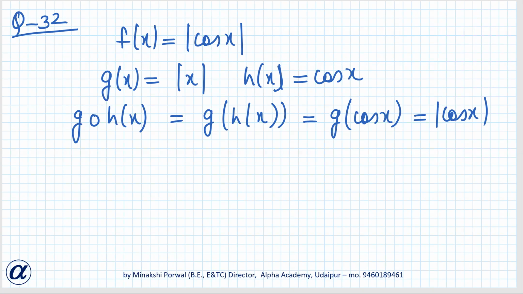Then it can be proved that g(x) and h(x) are continuous functions. Therefore mod of cos x, which is a composition of these two functions, will also be a continuous function. Is it clear? Yes, ma'am.